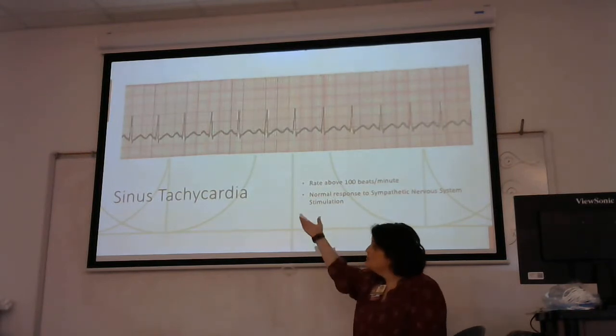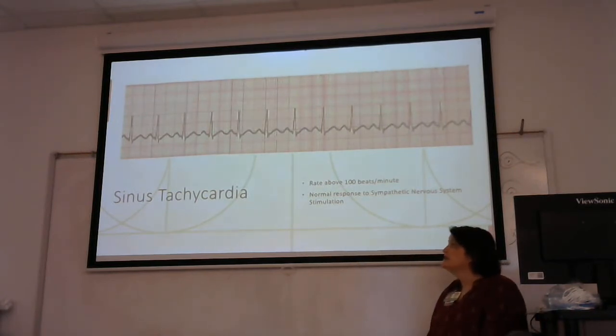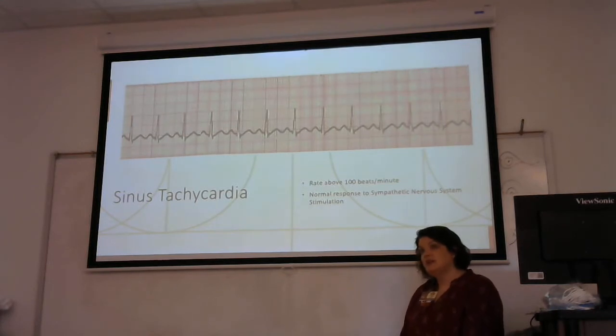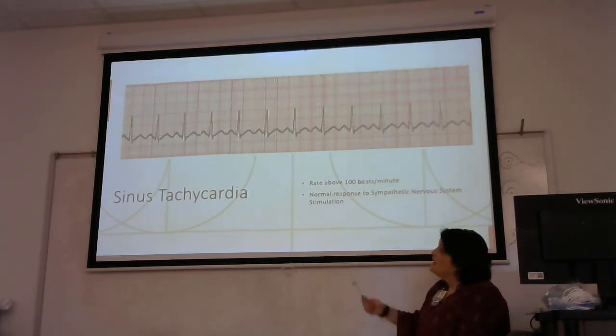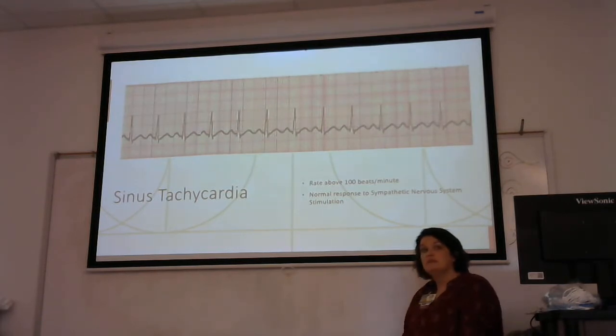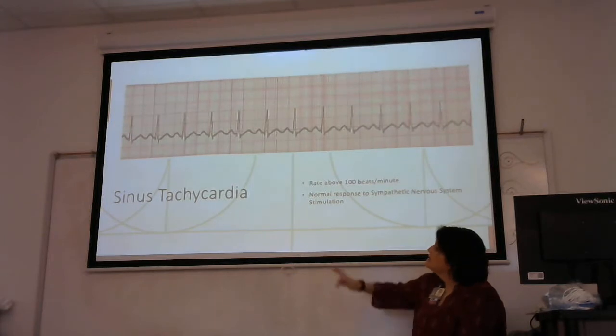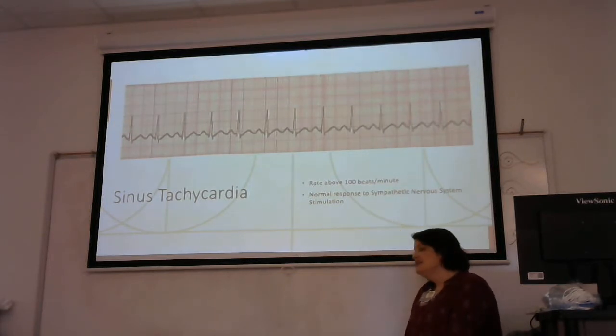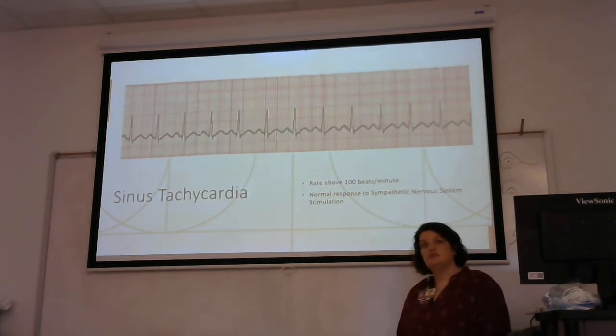But you do have a P before every QRS, and your Ps are similar in appearance. If you were to count out your PR intervals, they would be less than 5 small boxes. And then if you look at your QRSs, they're all similar in appearance. The only problem here, guys, is this is just too fast.